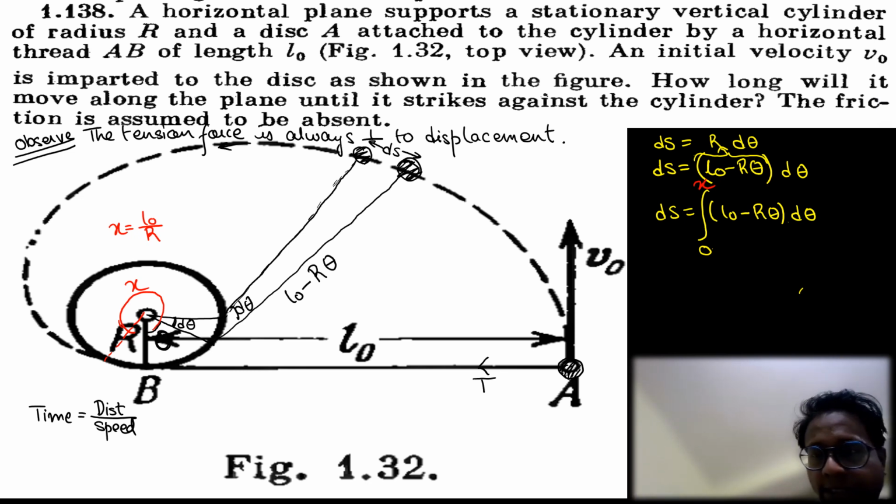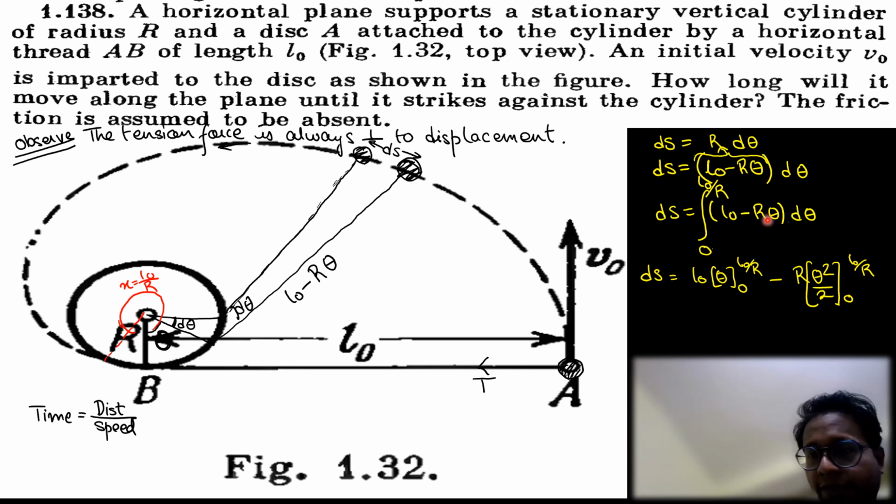So out here x will be replaced by L naught by r. So this x is nothing but L naught by r. Now I just have to do elementary integration out here. If I do the elementary integration, let's see.